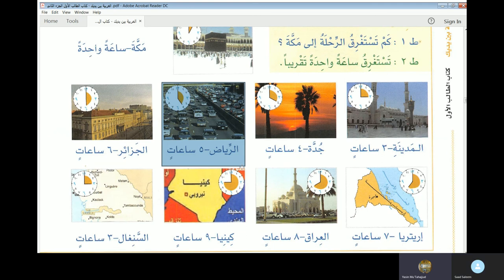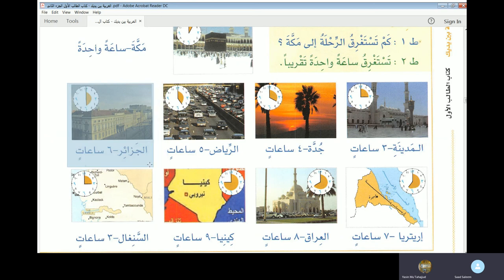كم تستغرق الرحلة إلى الرياض؟ تستغرق خمس ساعات تقريبا. Okay, and then: كم تستغرق الرحلة إلى الجزائر؟ تستغرق ساعات.